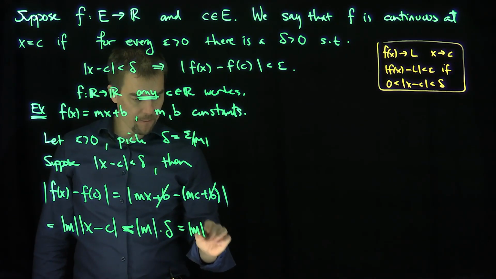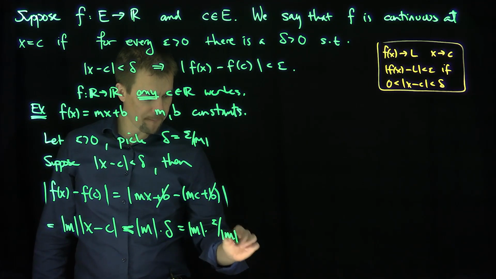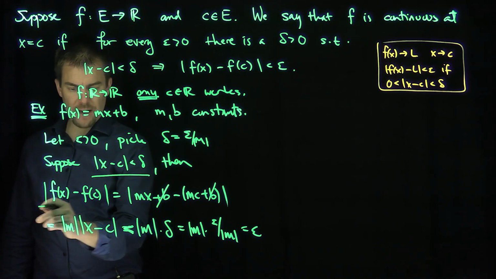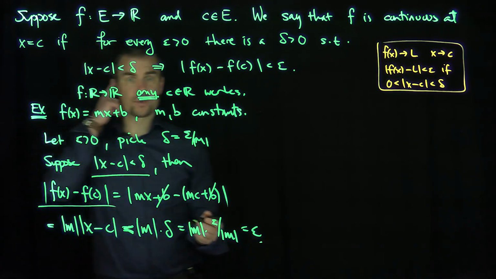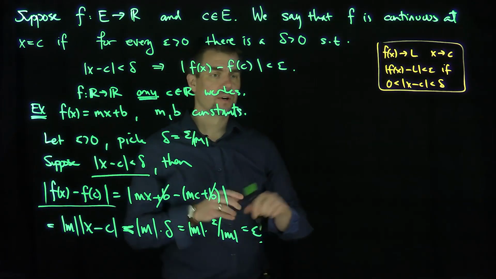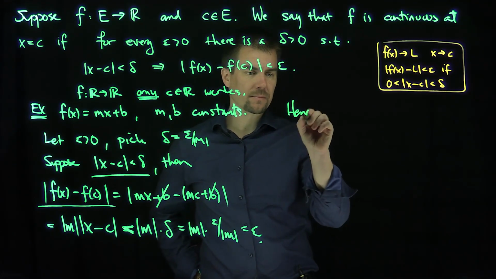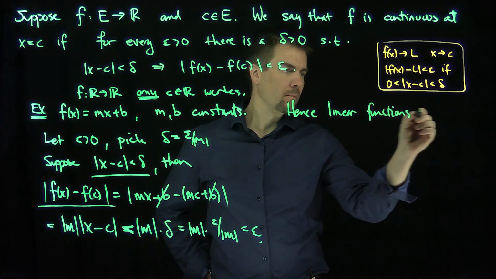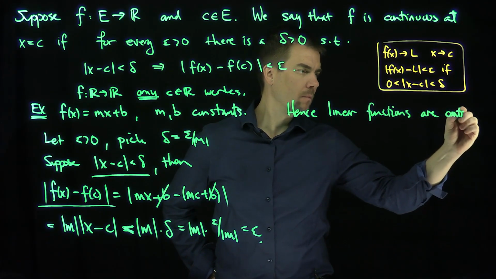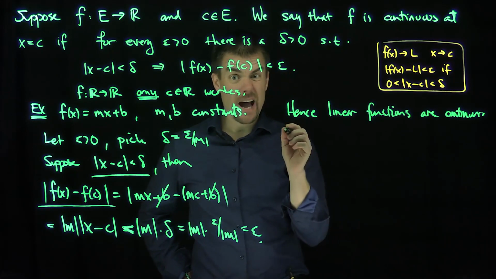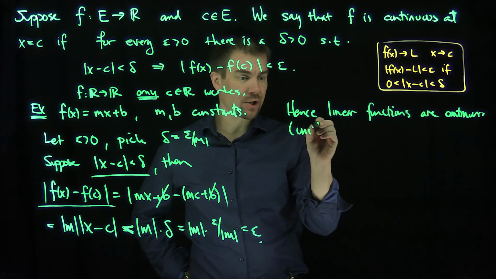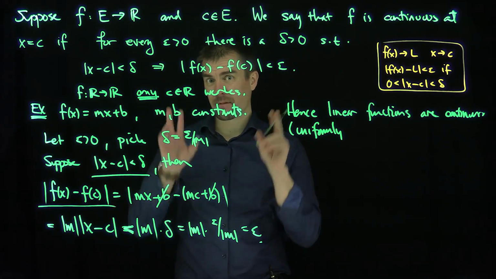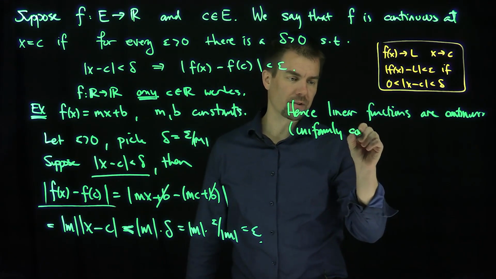So this is |m| times epsilon over |m|, and that simplifies to epsilon. So we've just shown that if |x - c| < delta, then |f(x) - f(c)| < epsilon. Hence linear functions are continuous. In fact, something even better: we're going to see later that they're uniformly continuous, because it didn't matter what point I picked. I had the same modulus of continuity, so they're uniformly continuous.